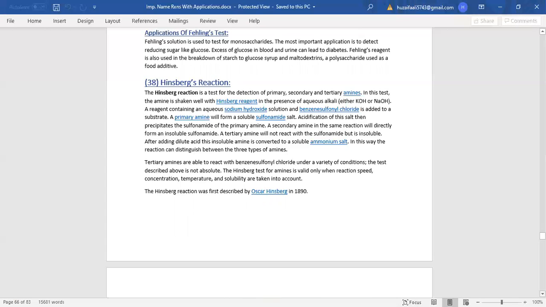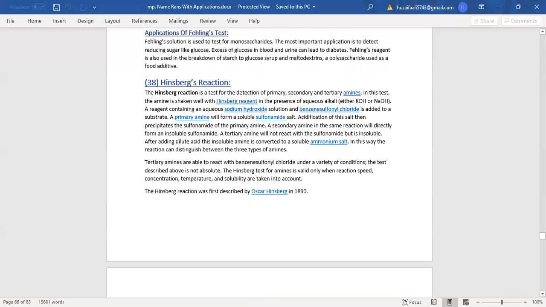Acidification of this salt then precipitates the sulfonamide of the primary amine. A secondary amine in the same reaction will directly form an insoluble sulfonamide. A tertiary amine will not react with the benzenesulfonyl chloride but is insoluble. After adding dilute acid, this insoluble amine is converted to a soluble ammonium salt. In this way, the reaction can distinguish between the three types of amines.